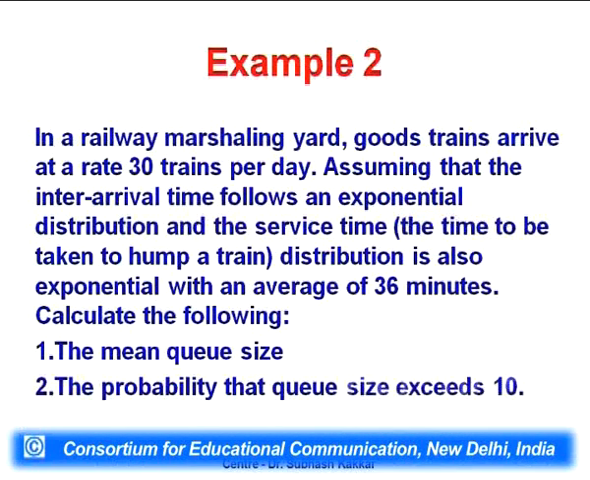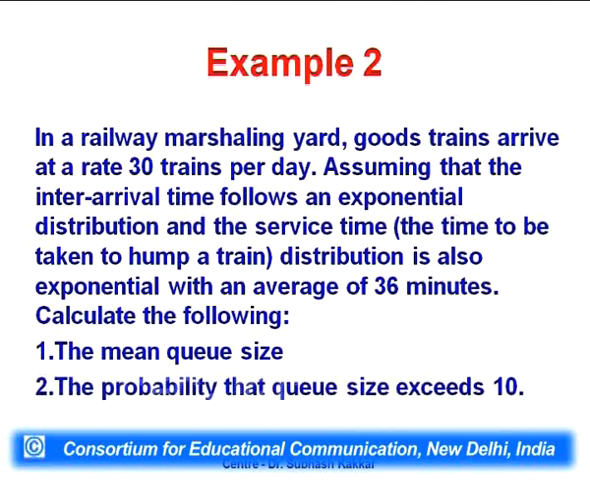The second example: in a railway marshalling yard, goods trains arrive at a rate of 30 trains per day. This is the arrival rate. Assuming that the inter-arrival time follows an exponential distribution and the service time, the time taken to hump a train, is also exponentially distributed with an average of 36 minutes. Calculate the following: the mean queue size, and the probability that the queue size exceeds 10.